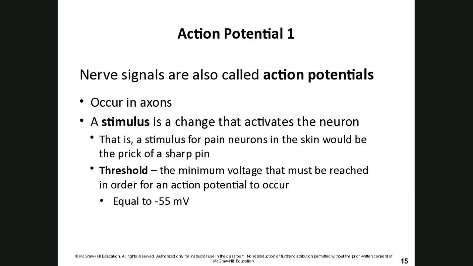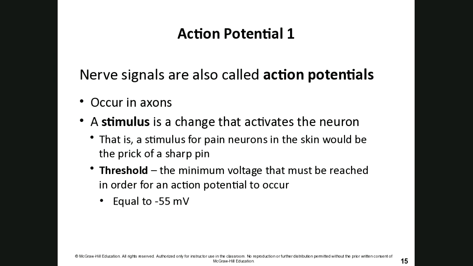So a stimulus is some sort of change that activates that neuron. It could be a prick if it's a pain neuron that senses it. It could be light if it's photoreceptors that sense it. It could be all sorts of things. It could be a chemical, acetylcholine, that causes the muscle cells to now start to generate an action potential. Now, the stimulus, like I said, is anything that changes that neuron.